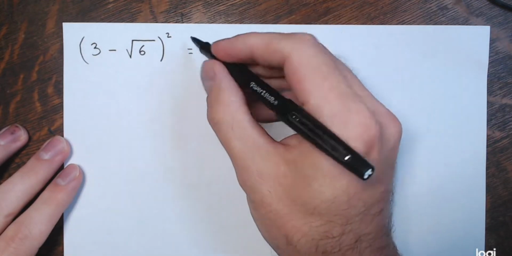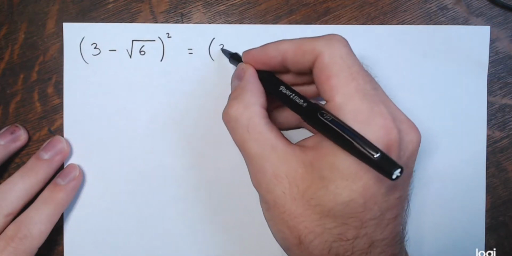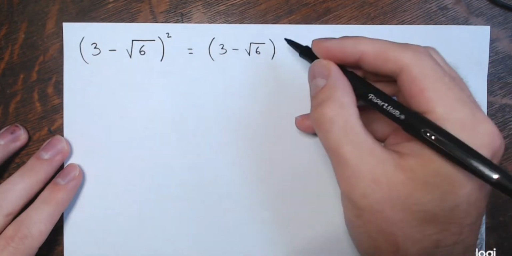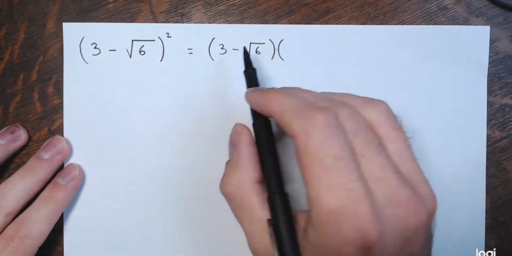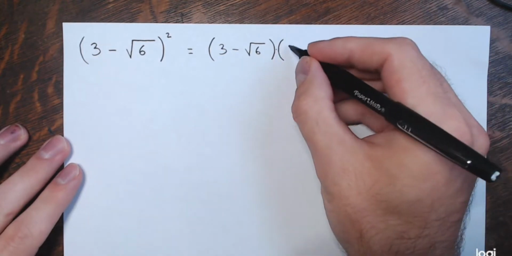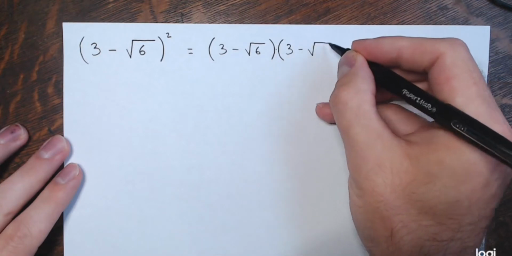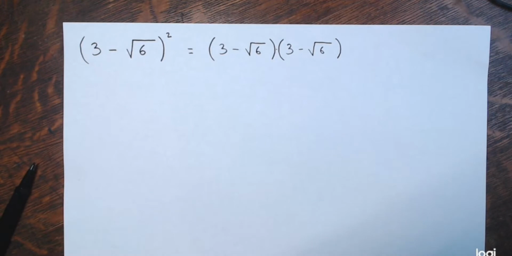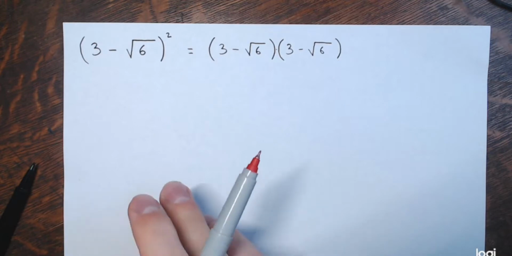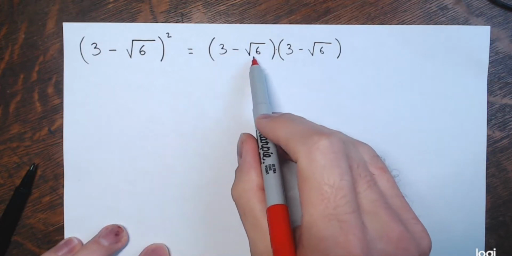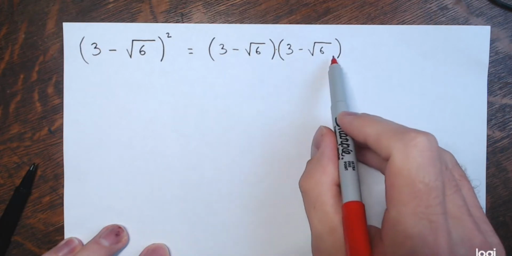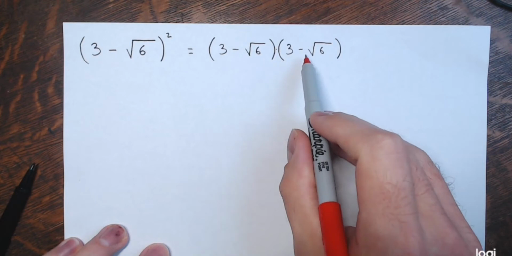Remember what it means to square something. That means you're taking 3 minus the square root of 6, the base, and multiplying it by itself. So this is 3 minus the square root of 6 times 3 minus the square root of 6. And then you multiply just as if you were multiplying polynomials. This has 2 terms, 3 and negative square root of 6. This factor also has 2 terms, 3 and negative square root of 6.